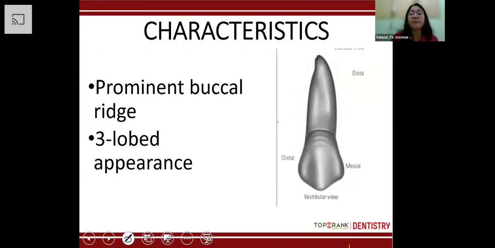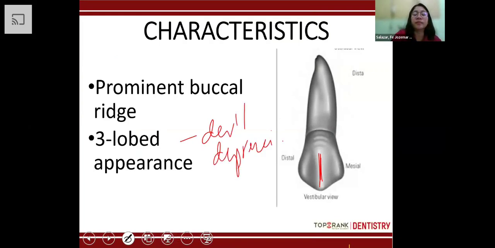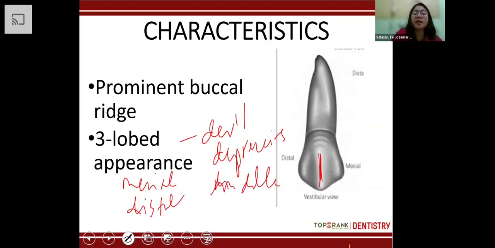You have a prominent buccal ridge. Oh, ito yung buccal ridge. It also has a 3-lobed appearance kasi may developmental depressions din siya. Okay, so you have again mesial, distal, and a middle lobe. Okay, the middle lobe is the most developed, containing the cusp tips. The cusp tip from the buccal.